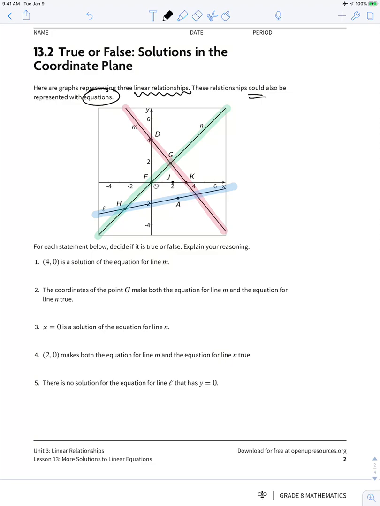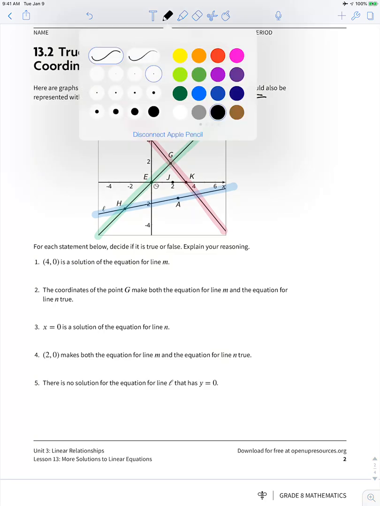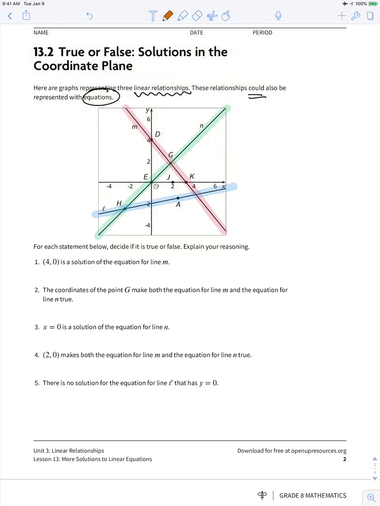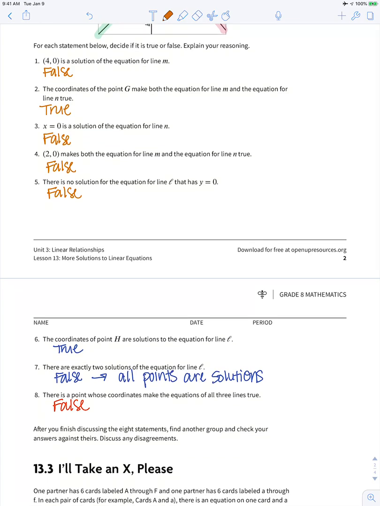All right, so we should have come up with, let's use this color here, false, true, false, false, false. Scroll to number 6. Oops. Well, you could see them there from my first try. True, false, and false. But it's going to bug me that they're not the same color now, so I am going to write them again because that's just how I roll. True, false, and then false again.